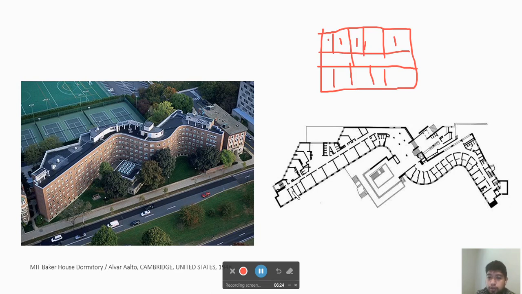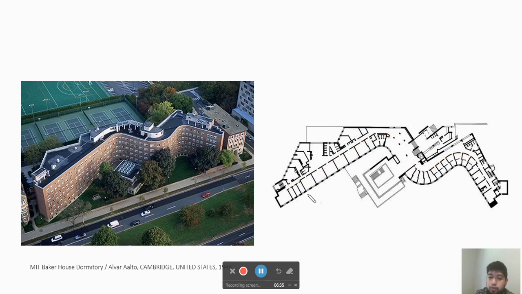The reason I wanted to show this one is because it's not technically linear. It's sort of curving around and moving around. So the idea of linear organization does not mean that it has to be a straight line. It could move around. But at the same time, they're all organized in this linear manner, just sort of coming, facing this wall.